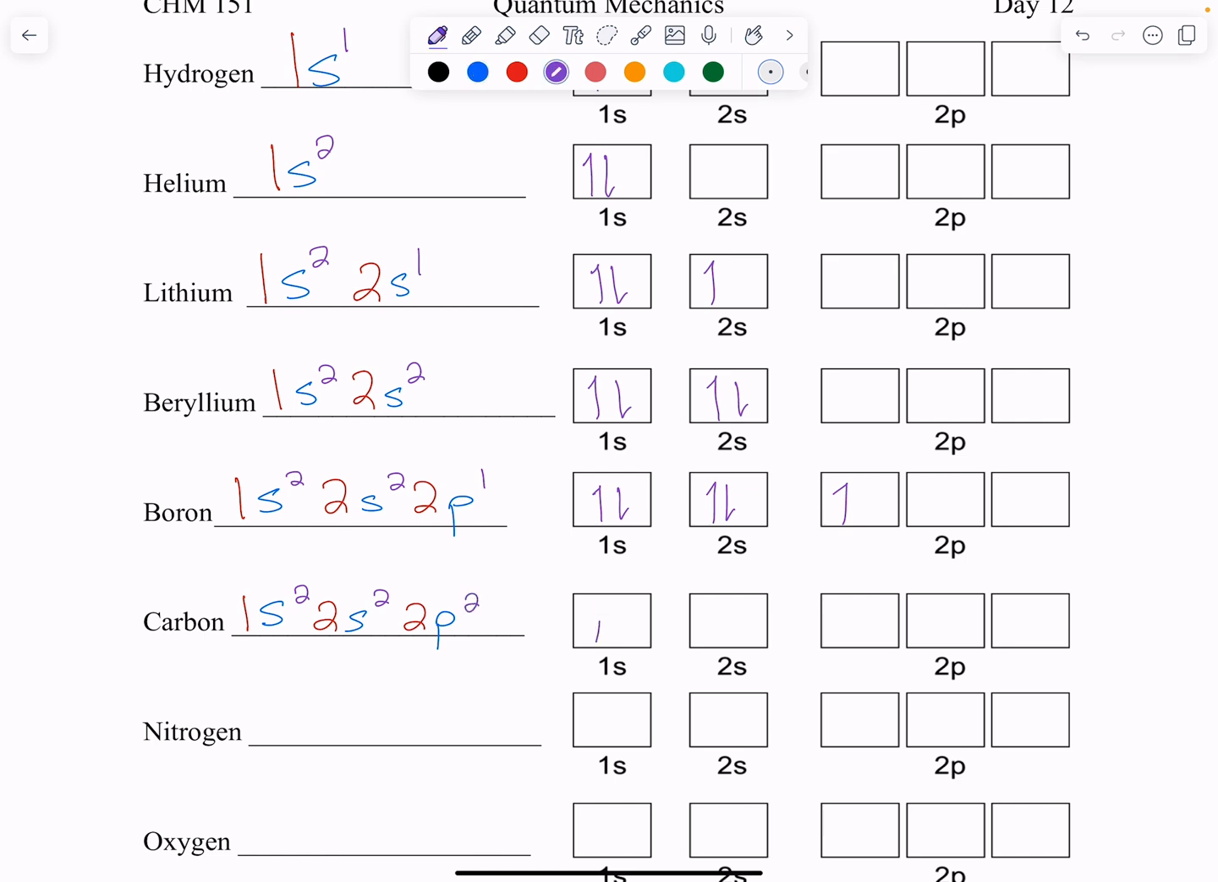And so we have up, down, up, down. Now, here's where Hund's rule applies. All right? Up, up. It's not just up, down. Well, why? Well, because each of these electrons are going to go to their own orbital before they pair up. That kind of makes sense, right?